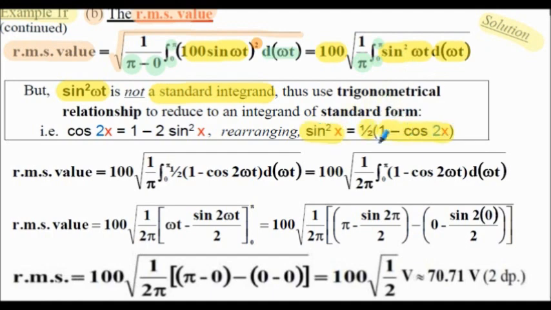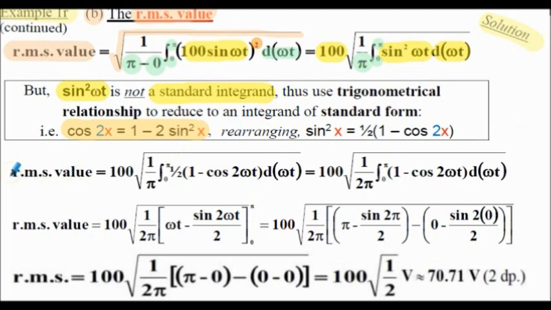In this instance, I've just shown this rearranged from this form, simply because in some textbooks the identity is shown as cos 2x equals 1 minus 2 sine squared x. But we need it in the form of sine squared x equals a half in the bracket 1 minus cos 2x.